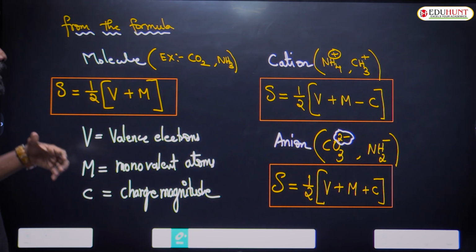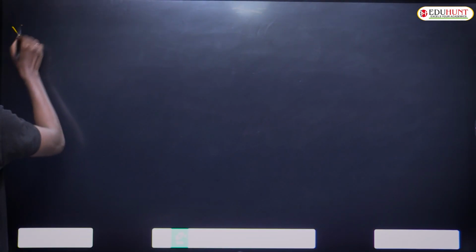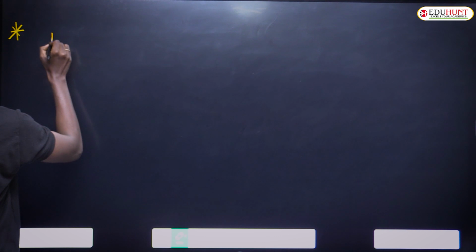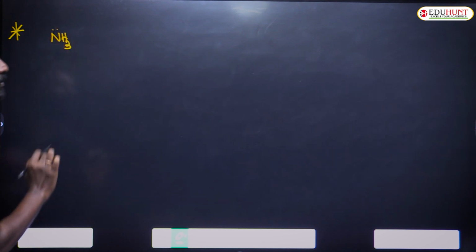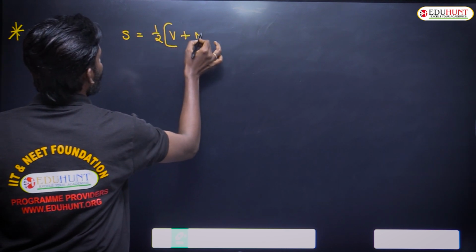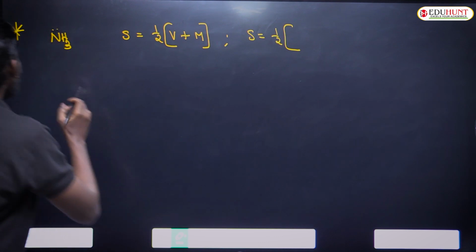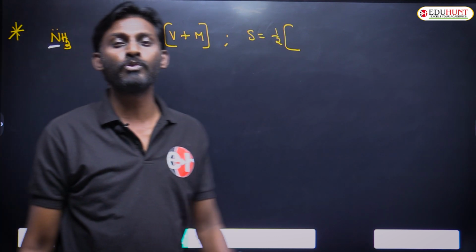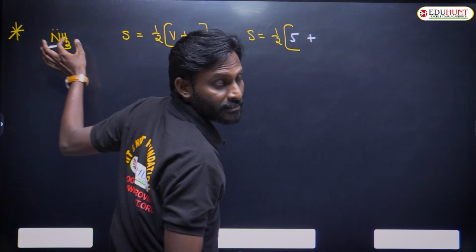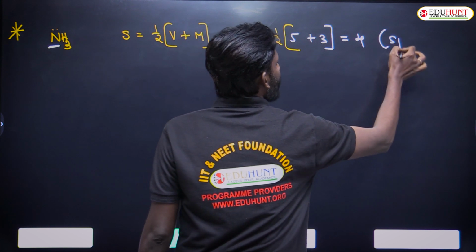I'm going to explain these formulas with particular examples. Suppose, let's take NH3. It is a neutral molecule, right? So the formula is S is equal to 1 by 2 times of valence electrons plus monovalent atoms. Then apply it. S is equal to 1 by 2 times of the valence electrons in the central atom. Central atom nitrogen is the 5th group element. The number of valence electrons is 5, plus monovalent atoms. There are 3 monovalent atoms. 5 plus 3, 8 by 2. So the steric factor is found to be 4. It's nothing but sp3 hybridization.